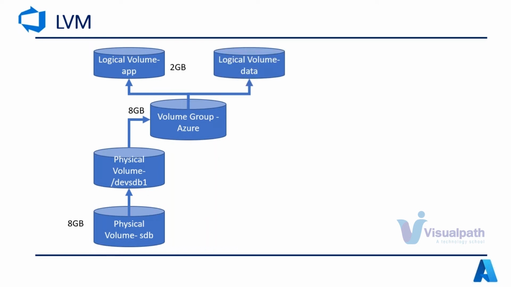For example, I create a logical volume of 2 GB called app and mount it to the Java folder, and I create a logical volume called data and mount it to the data folder, if I want to keep my app and data separately. Let us see how this works and how it is advantageous. Since this is 8 GB, I can split it and give it to different folders, and we can extend. Now let us see practically how this happens.